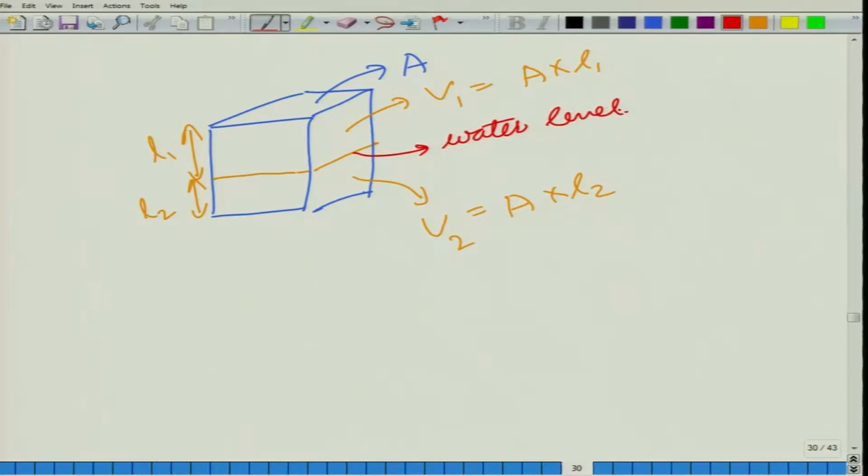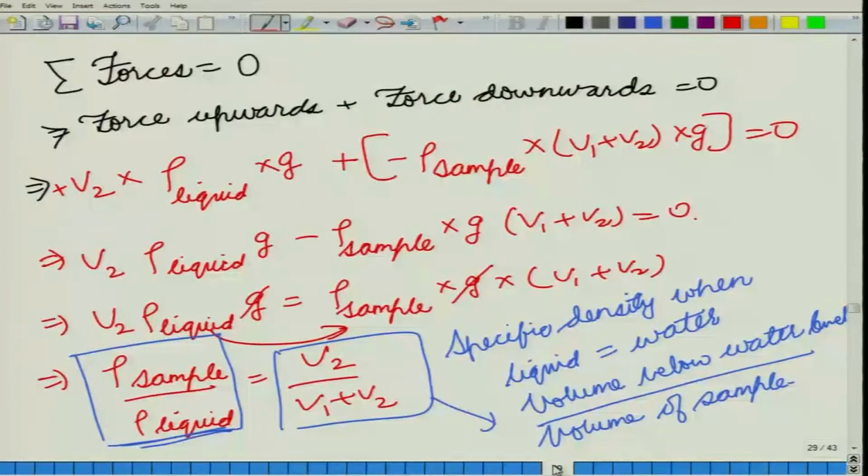When you have marked your water level, you only need to measure these two lengths, the length below water and the length above water, and you can modify your equation now.